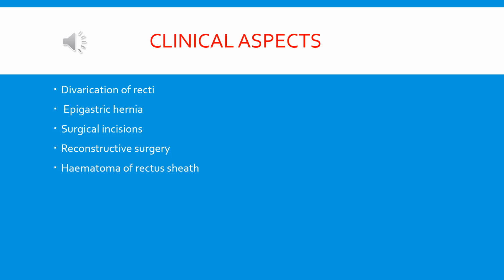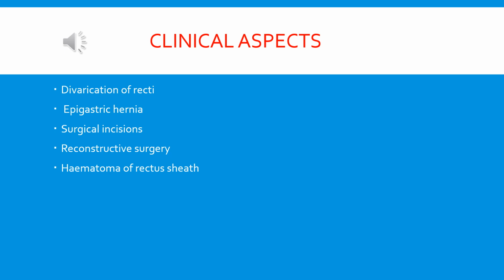Divarication of the recti, that is the separation of the recti abdominis muscle. The separation of the two recti muscles usually occurs in elderly multiparous women with weak abdominal wall muscles. In this condition, the aponeurosis forming the rectus sheath becomes extensively stretched. Consequently, when the patient coughs or strains, the recti separate widely and a hernial sac containing loops of intestine protrudes forward between the medial margins of the recti.